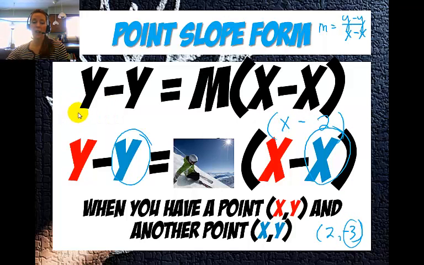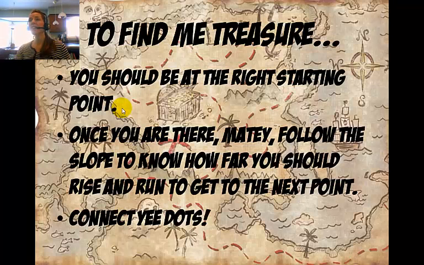So y minus negative 3, keep change change, is y plus 3. Okay? So watch out for those negative signs. That's what throws a lot of students off when they're dealing with point slope form. All right, so I like to think of it this way.